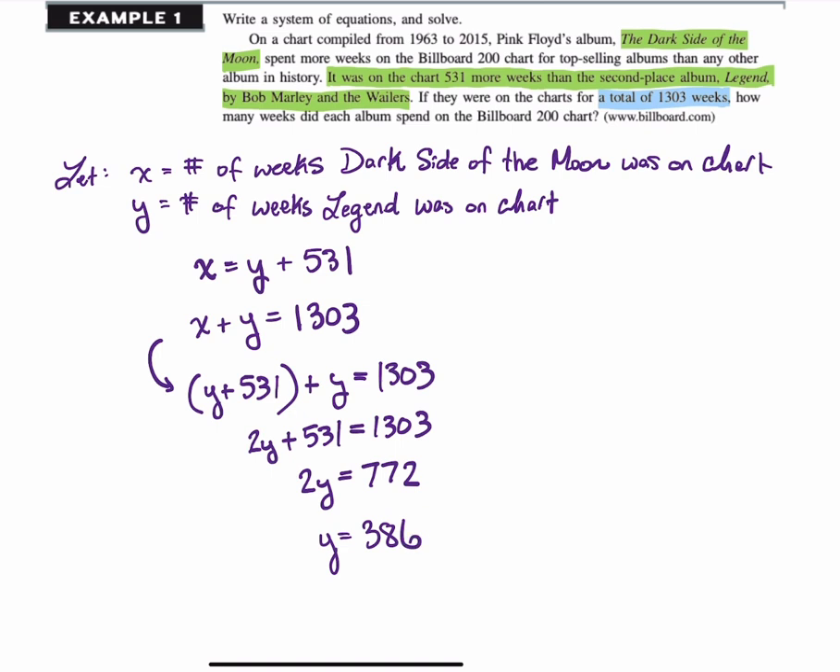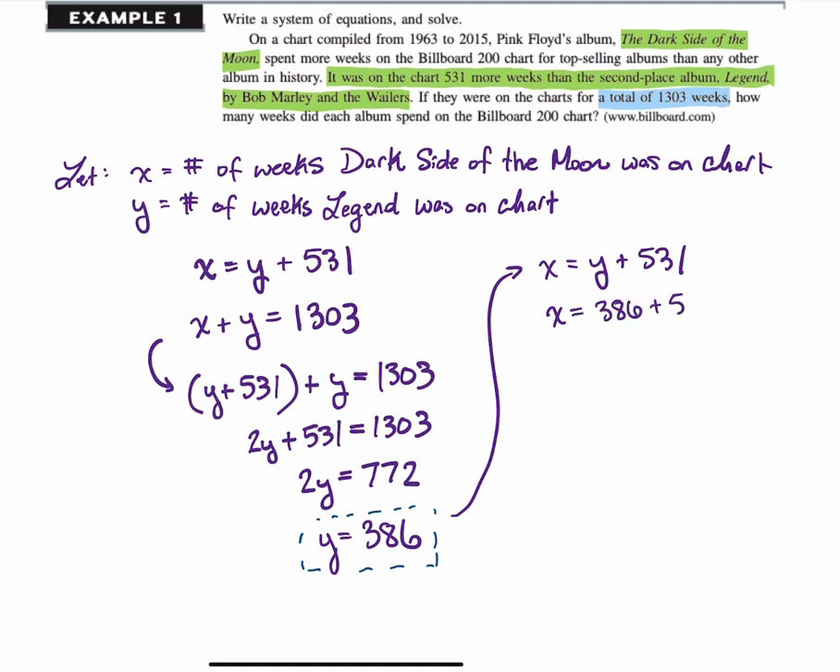So we have one part of our solution. Now let's plug this into one of our previous equations. And let's plug it into the one that's already solved for x. That will make things very nice for us. So x equals y plus 531. So let's substitute in 386 for y. x equals 386 plus 531. Then adding those together, x equals 917. So there's our second solution.